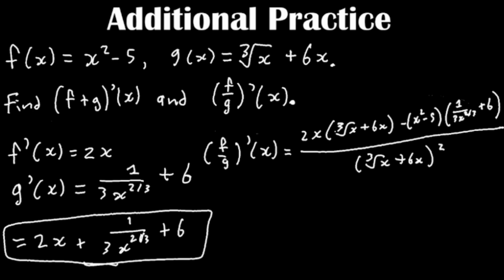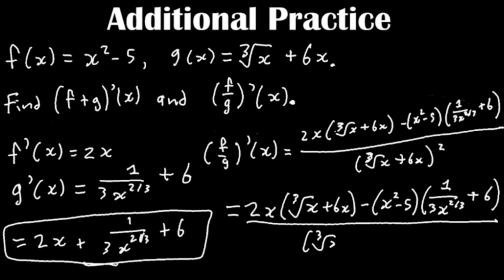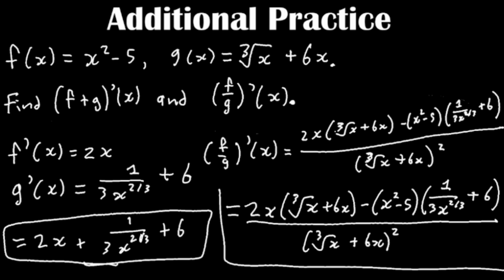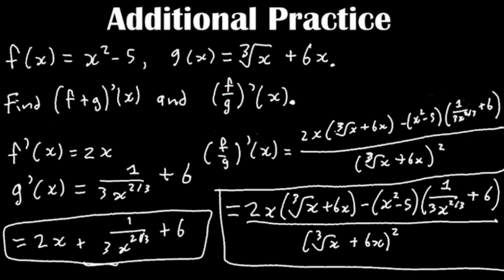I'm not going to simplify that, but I am actually going to write this more neatly. So 2x times cube root of x plus 6x minus x squared minus 5 times 1 over 3x to the 2/3 plus 6, all over cube root of x plus 6x, whole thing squared. Okay, it's not really going to get much nicer if we distribute it all out, so I'm just going to leave it like that.